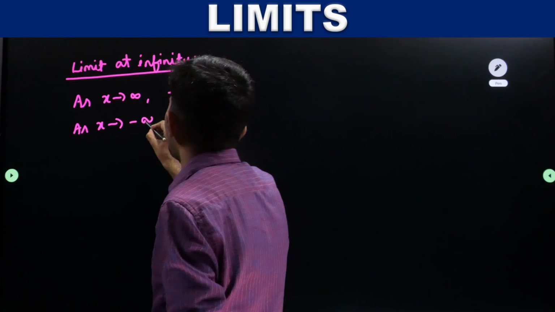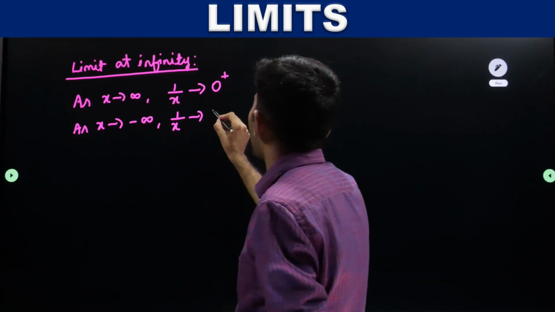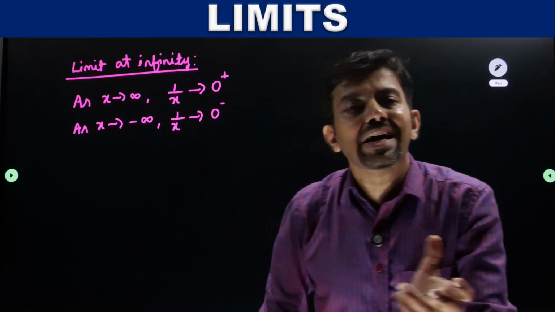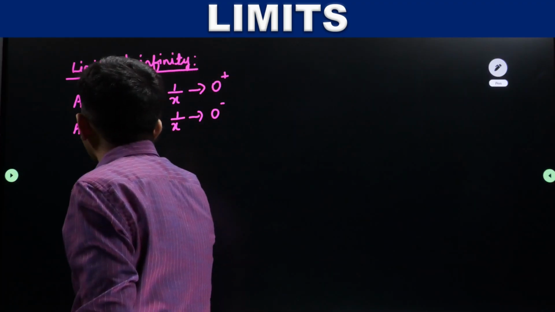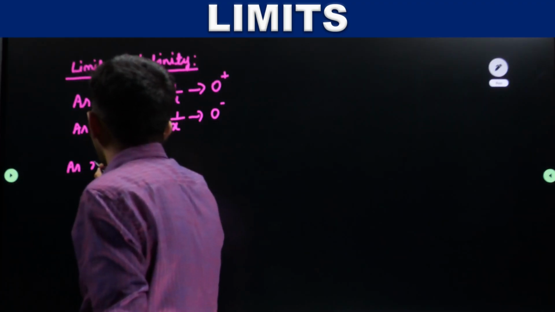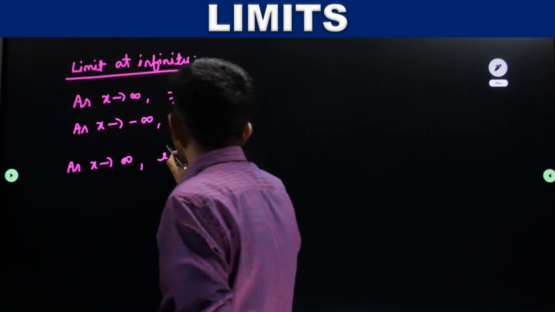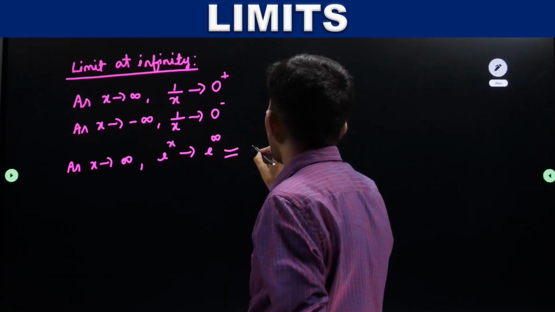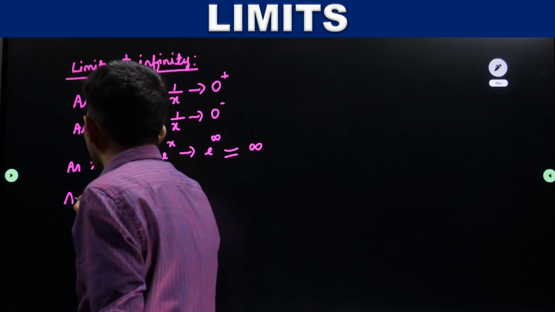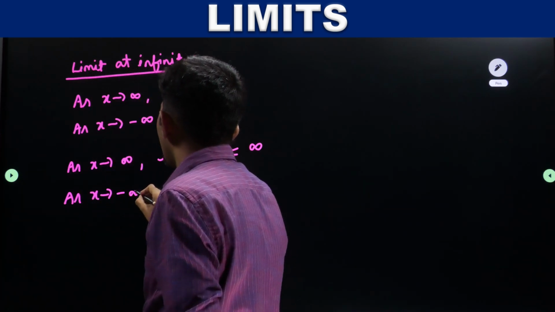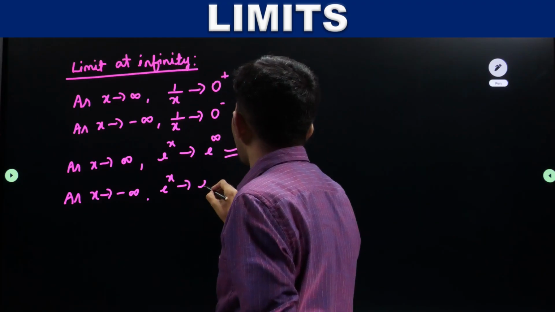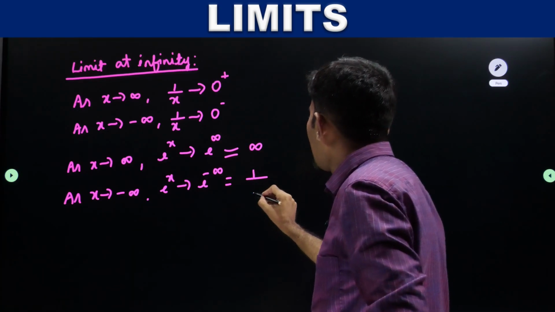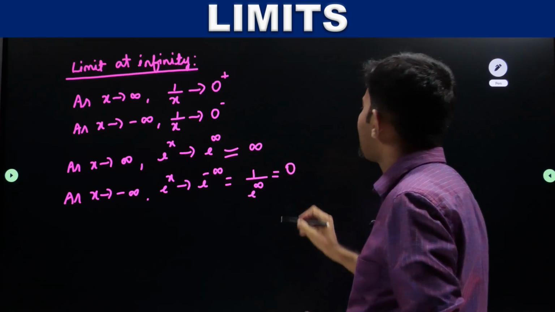X tends to minus infinity, 1 by x will tend to 0 minus, slightly less than 0. 0 plus is slightly greater than 0. 0 minus is slightly less than 0. And as x tends to infinity, e power x will tend to e power infinity, which is infinity. As x tends to minus infinity, e power x will tend to e power minus infinity, which is 1 by e power infinity, which is 0.